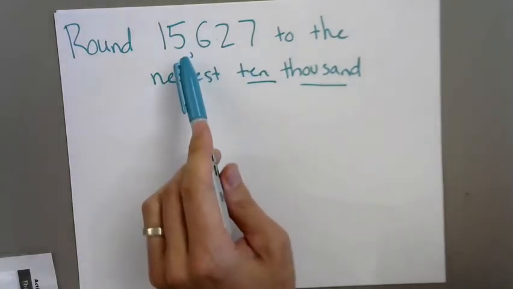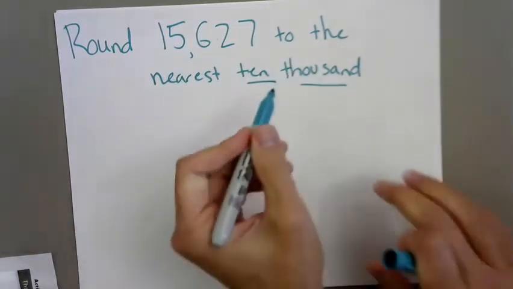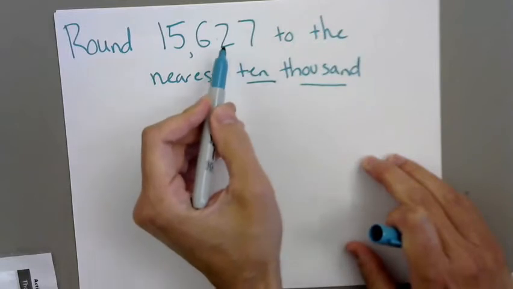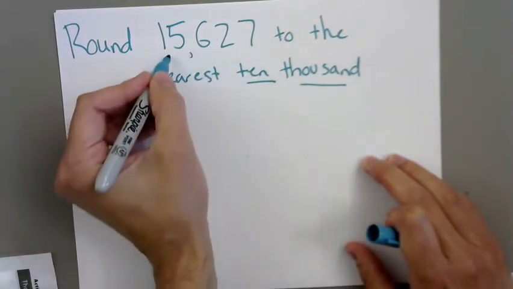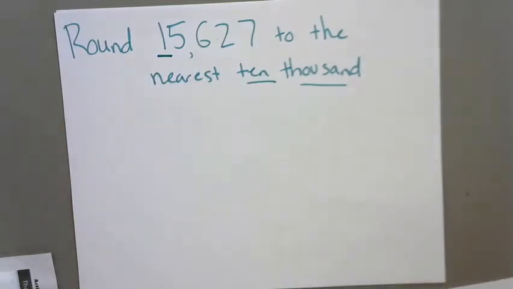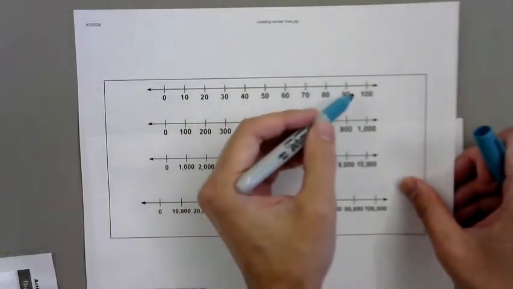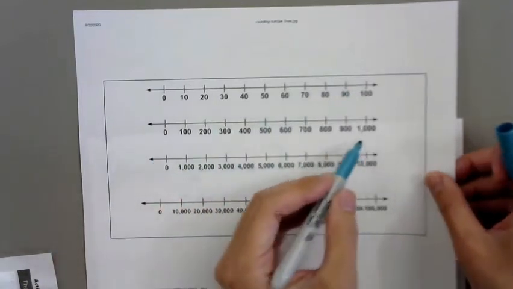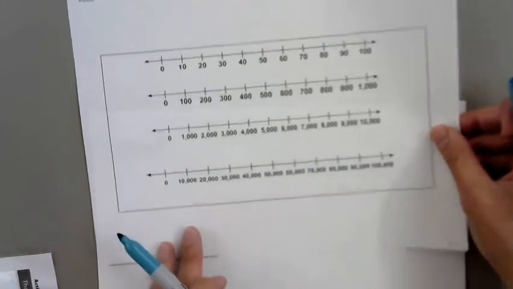15,627. We got a 5-digit number, and we want to round it to the nearest 10,000. Which place is that? Well, that's the ones, tens, hundreds, thousands. This is the 10,000s place. So the nearest 10,000, well, let's look at our number lines. And here are all the tens, here are all the hundreds, here are all the thousands we could round to, and here are the 10,000s.